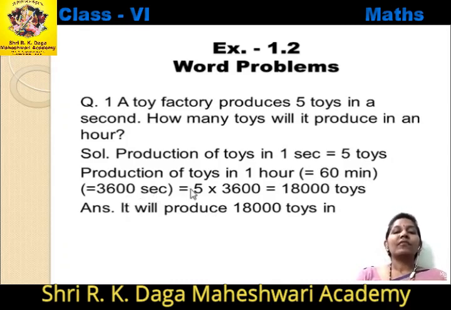Now we will multiply this 3600 by 5, because in 1 second the factory produces 5 toys. So in 3600 seconds it can produce 3600 into 5 toys. Now when we multiply these two numbers, we will get the answer 18,000 toys. So the company produced 18,000 toys in 1 hour.